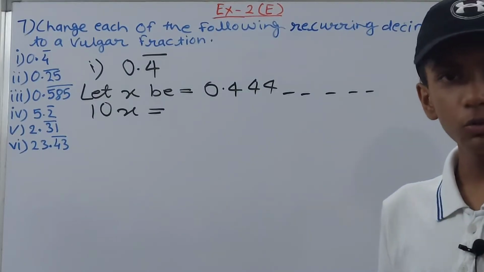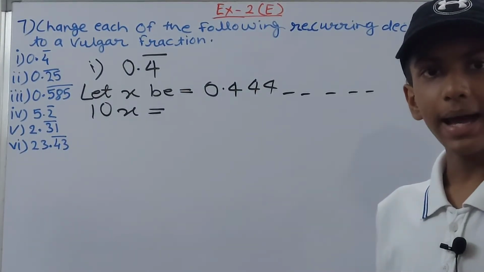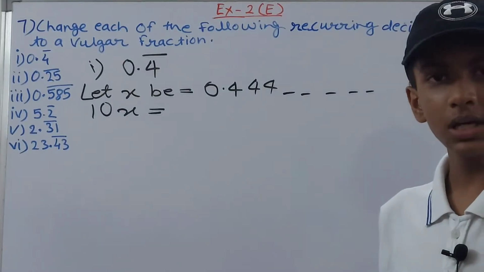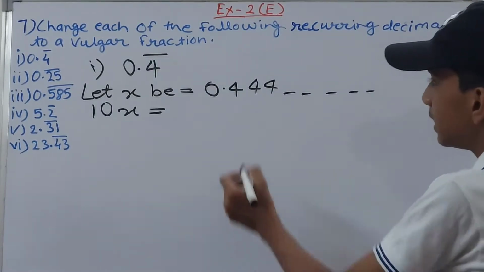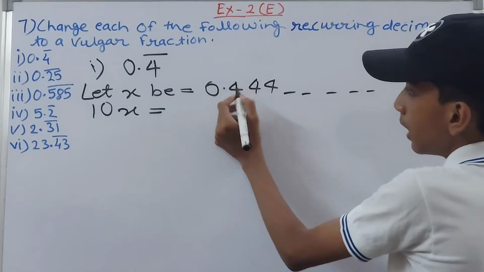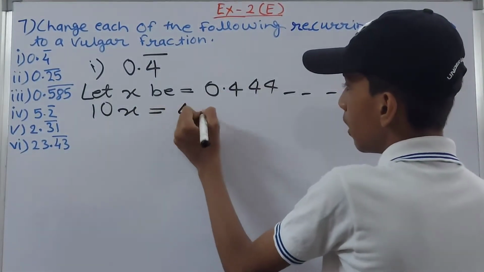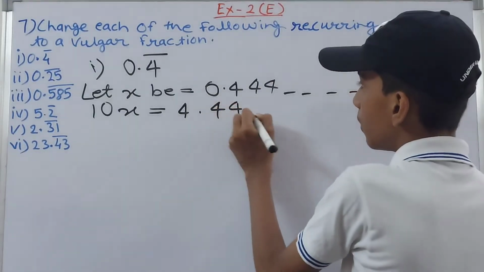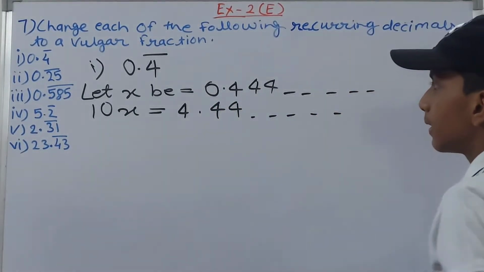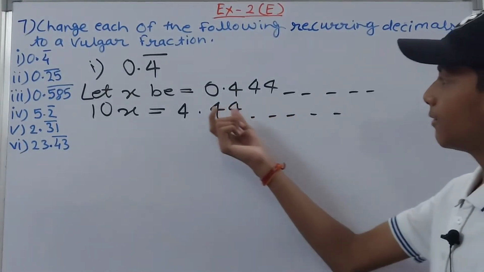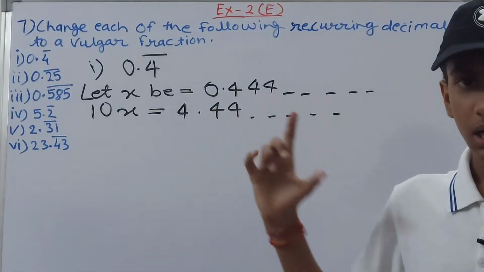We already know how to multiply by 10 or a power of 10: we shift the decimal to the right. Since there is one 0, the decimal will move one place to the right. So we will get 4.44 and so on. Now you can see that I have got x and 10x.